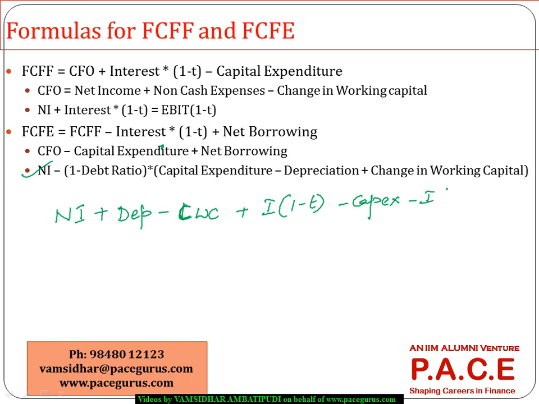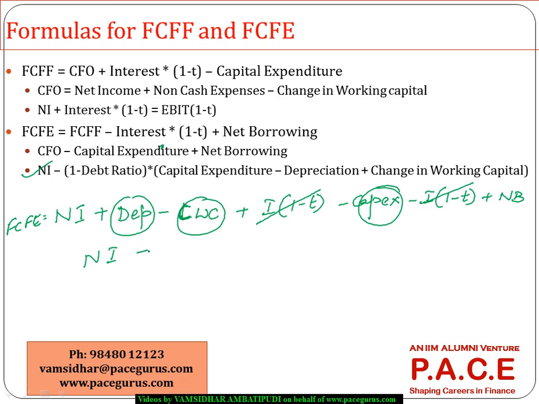Then from here, if I subtract I into 1 minus T and add back the net borrowing, that is what is the FCFE. Now an interesting dimension is I club all these three elements. So I say net income minus capital expenditure plus change in working capital minus depreciation.